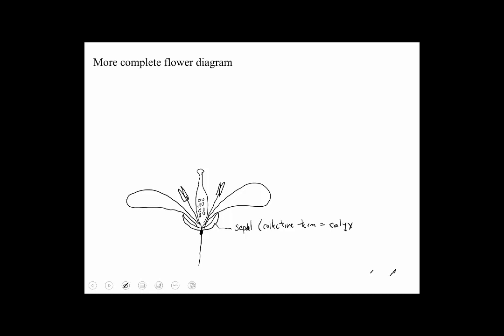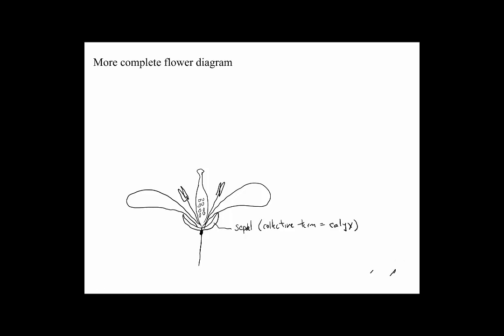So you could say, for example, for the flower, that if this was in real life, you would all have in front of you with your hand lenses or microscopes, it would have 4 sepals. And I would say the calyx of this mustard flower has 4 separate sepals that are green.